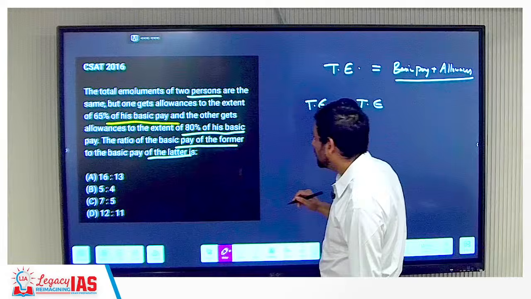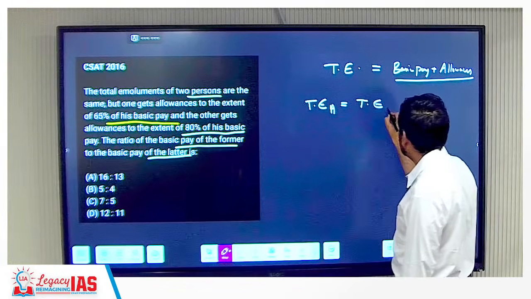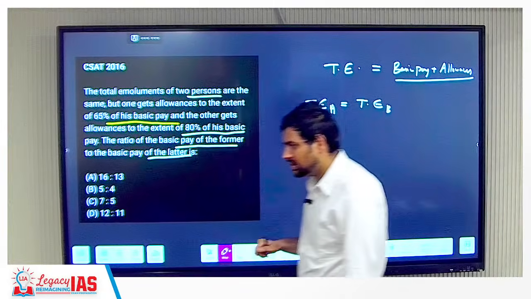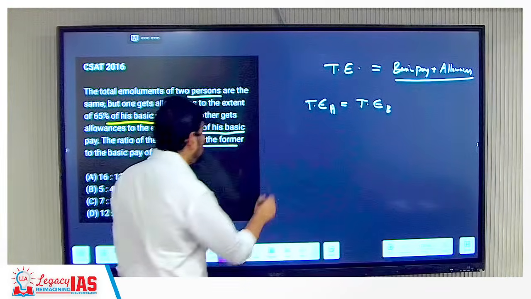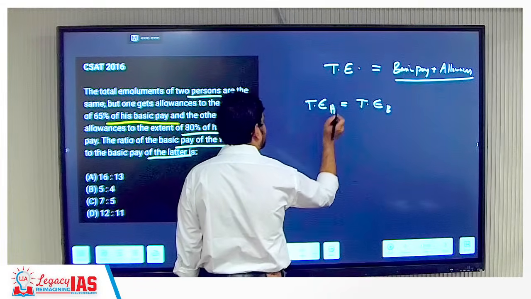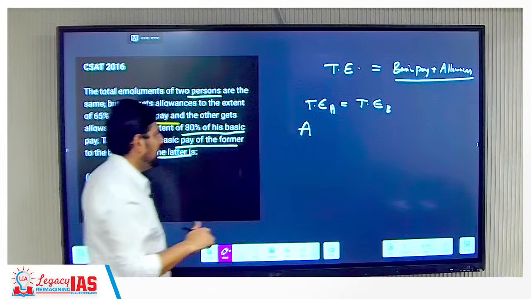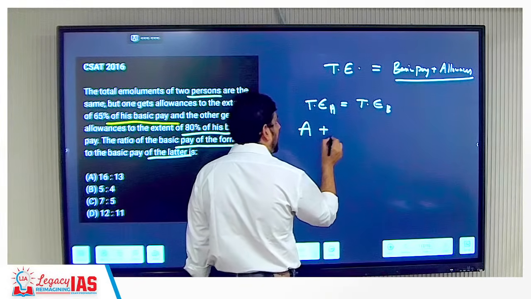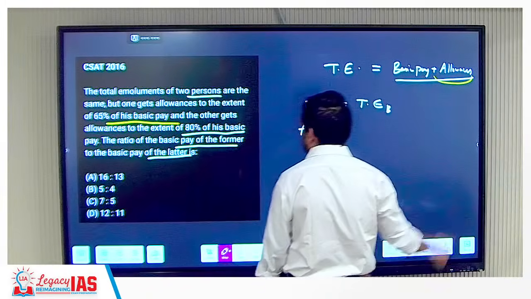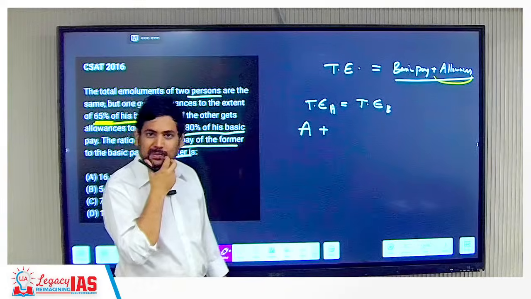What are their names? Nothing, so let's call them A and B. So total emoluments for A and total emoluments for B will be equal. Now I write here the basic pay of A is, let's say, A, and now I add the allowances. What is the allowance? 65% of his basic pay.